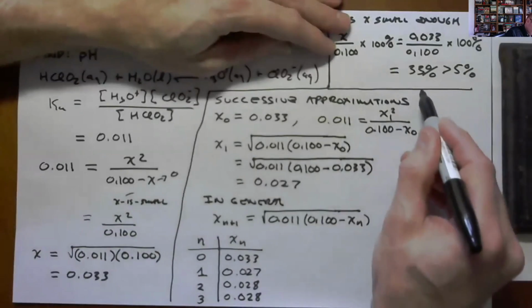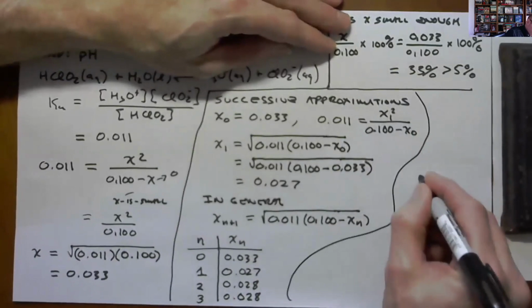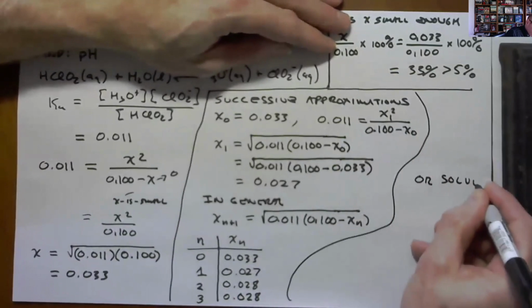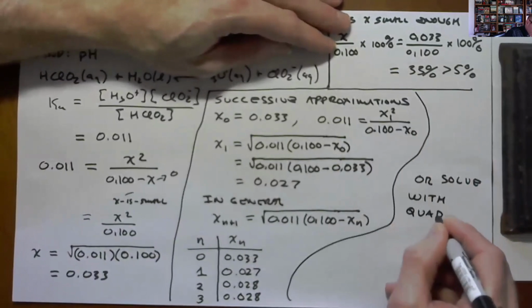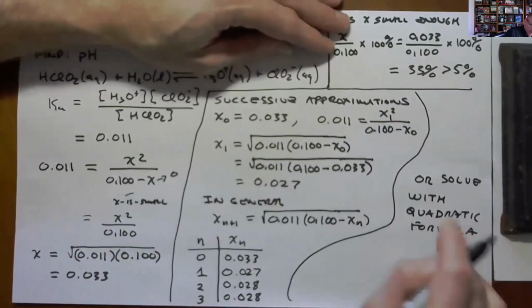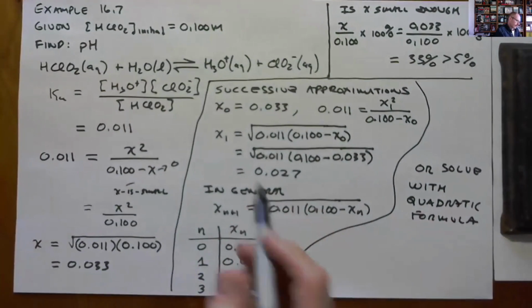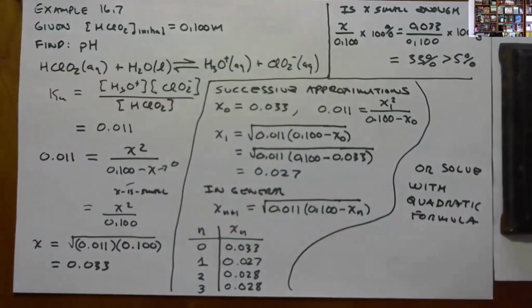So, okay, let's just say successive approximations or solve the quadratic. That would be another option. But the advantage of this is you've already put in the initial investment work-wise, so you may as well continue with it and improve upon it.